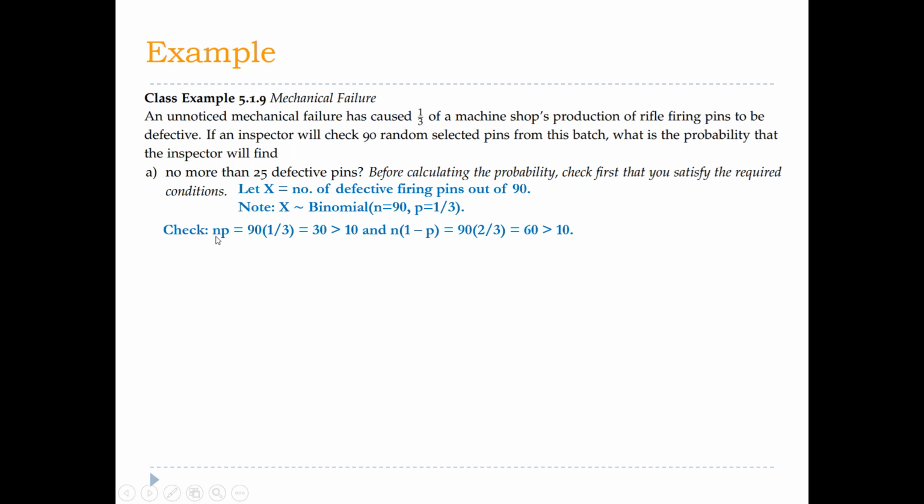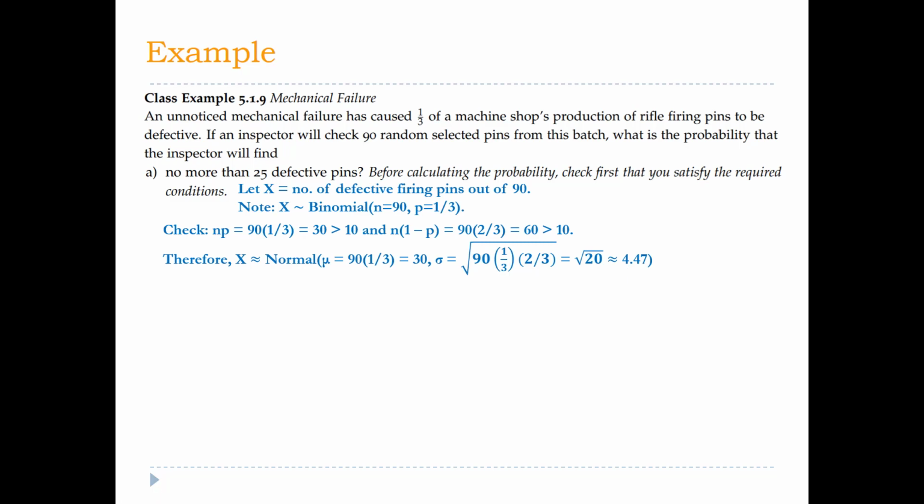We check these two conditions. Is n large enough so that n times p is at least 10? N is 90, p is 1/3, giving us a product of 30. That is bigger than 10, so that's good. And the second condition is n times 1 minus p. So in this case, 90 times 2/3 is equal to 60. Again, that is bigger than 10. And so therefore, we can say that x is approximately normal with the mean equal to n times p, in this case 30. And the standard deviation is the square root of np times 1 minus p, giving us a standard deviation of about 4.47.